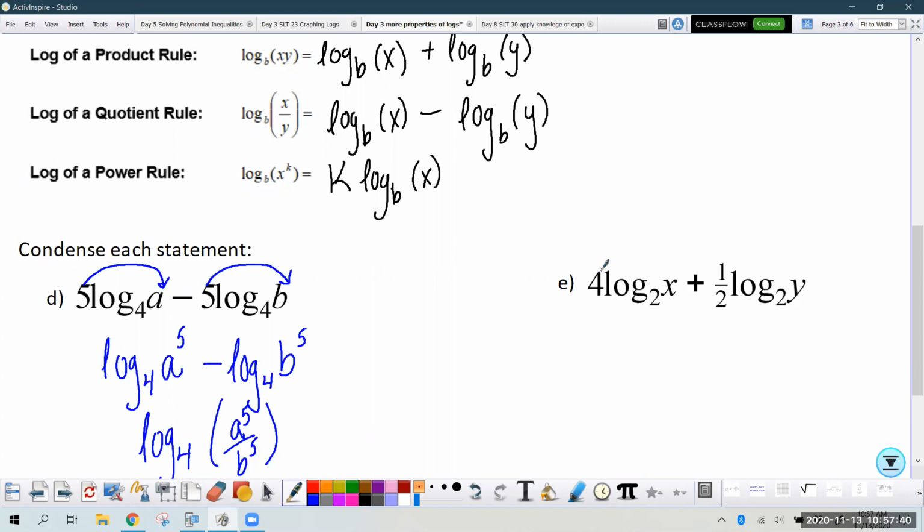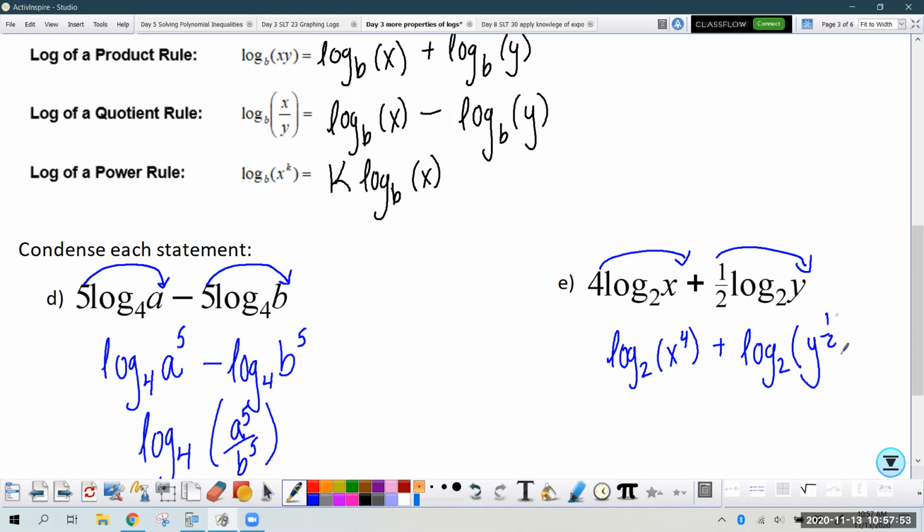It works the same way for part E. These coefficients will become exponents. And if you don't want to write the 1/2 power, you can write that as the square root of y. So now with adding, I'm going to multiply my arguments. So I'll rewrite that as a square root.